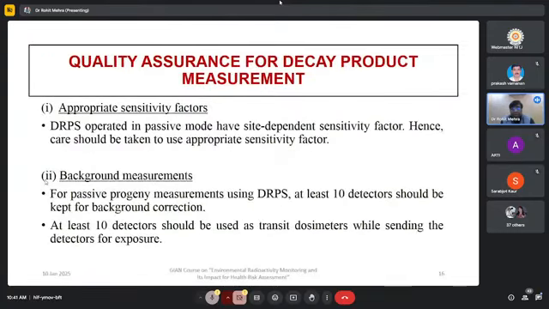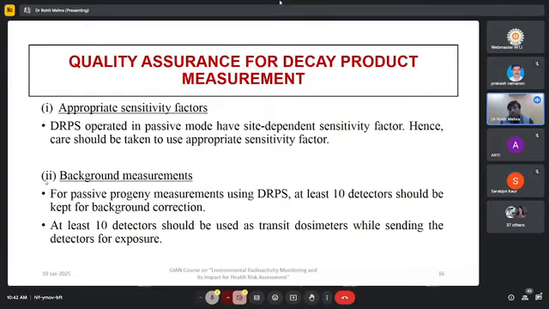Then, of course, quality assurance and decay product measurements are also very important. You have to go for the appropriate sensitivity factors. Like previously, when we were using the bare mode techniques, we were using a sensitivity factor of, say, if after retrieval we get 1 track per centimeter square per day, we say it is 50 becquerel per meter cube. Now the sensitivity parameters have changed. So this was a general sensitivity parameter.